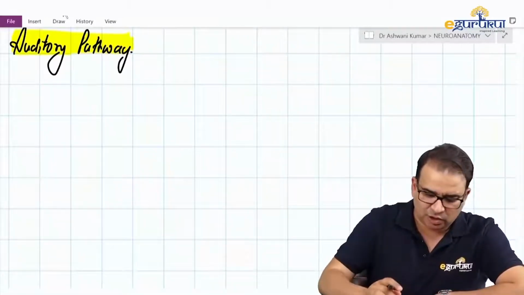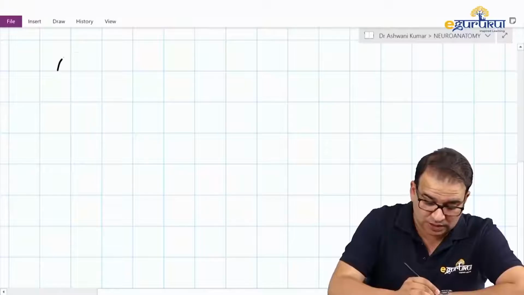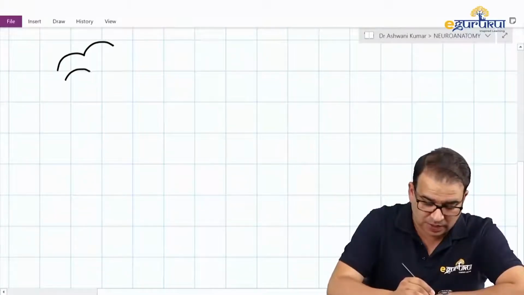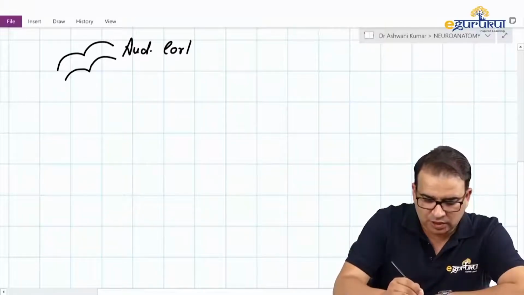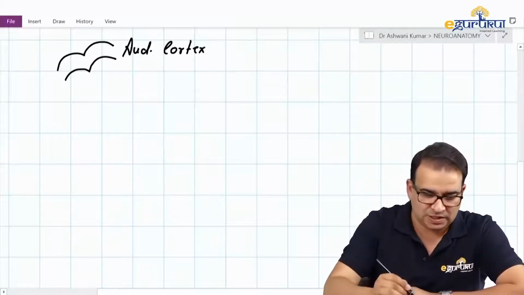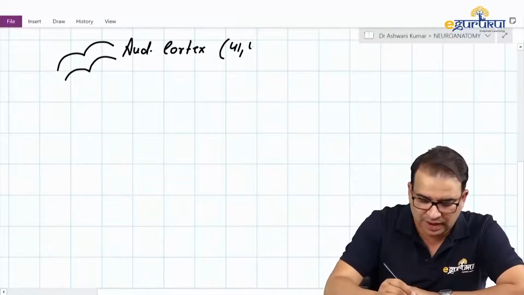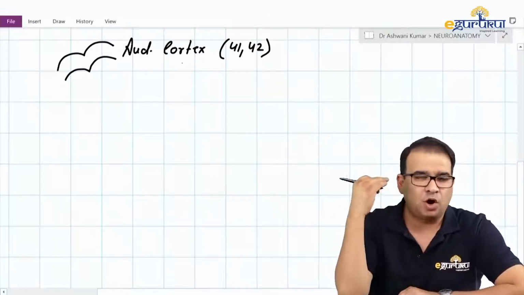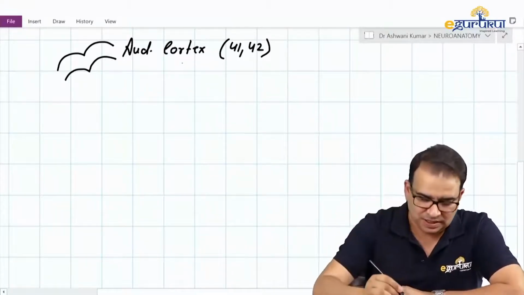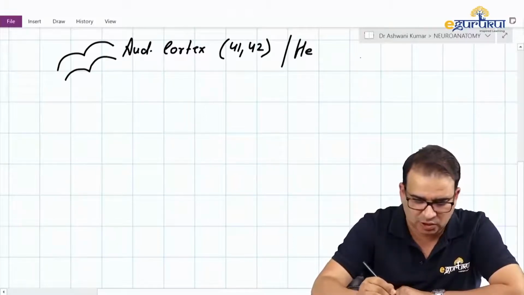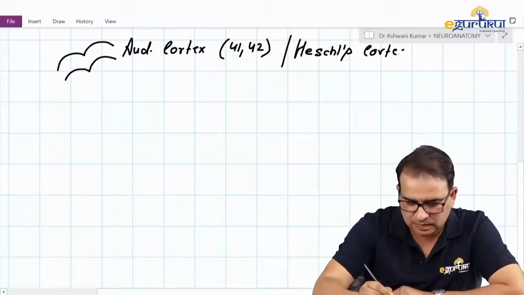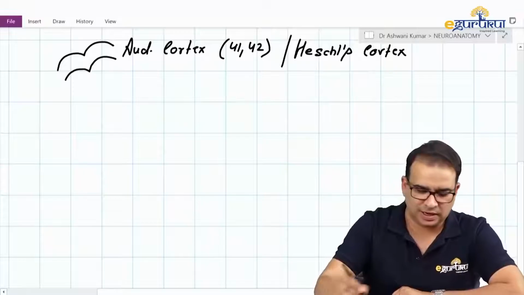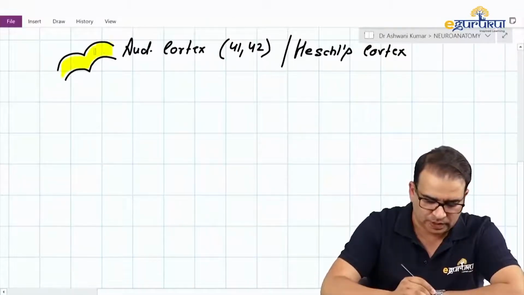The highest center for the auditory pathway will be the auditory cortex, or the primary auditory cortex, I should call it. This is the auditory cortex. Where is the auditory cortex located? It is in the temporal lobe, that is area number 41 and 42. And this auditory cortex is also called Heschl's cortex. Auditory cortex is also called Heschl's cortex, area number 41 and 42, in the temporal lobe. We'll see exactly where it is in the temporal lobe when we talk about the cerebrum.